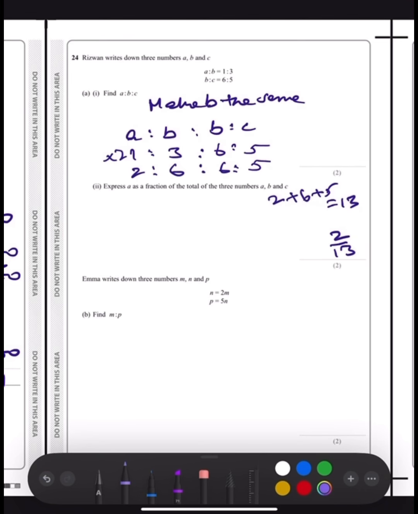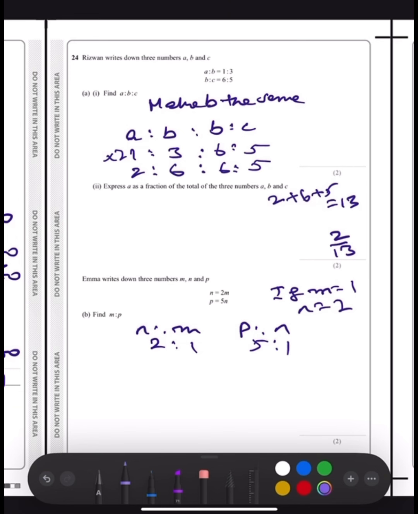Basically in the last question, we were asked about Emma, who writes down three numbers M, N and P. I think I've already repeated this question, so now I'm just going to the solving. I wrote if M is equal to 1 and N is equal to 2, we took simple numbers. Then we wrote N ratio M, and P ratio N, and then we wrote the numbers 2:1 as it was given, then 5:1.